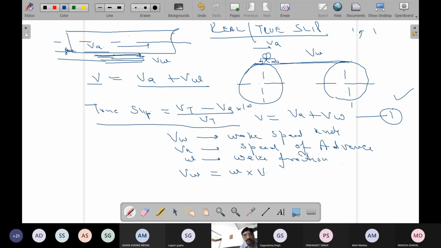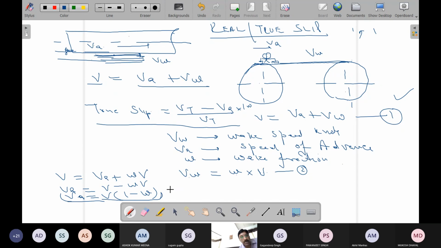This is equation number 1. Let me say this is 2. If I put the value of VW in equation 1, what will I get? V will be equal to VA plus, in place of VW, I can use the term w into V. So wV, let me write it. Correct. And therefore I can write VA is equal to, taking this to the left and this to the right, V minus wV. And if I take V outside the bracket, 1 minus small w. So VA is equal to V into (1 minus w), where VA is the speed of advance. This relation I call 3. So VA, the speed of advance, is equal to V within bracket 1 minus w, where w is the wake fraction.